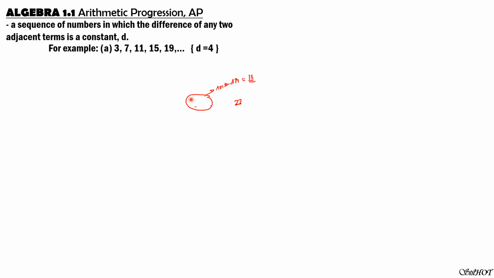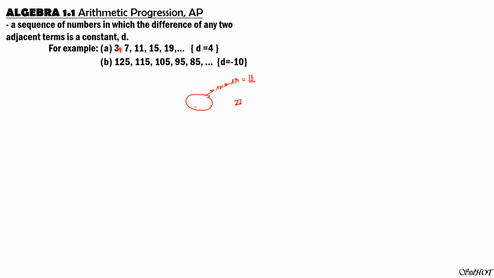And in the second example, we have 125, 115, 105, 95, 85. In this case, the common difference is negative 10 because 115 minus 125 equals 105 minus 115 equals 95 minus 105 equals 85 minus 95.